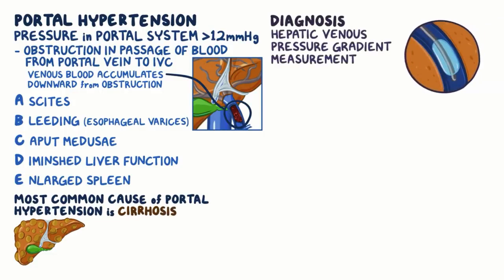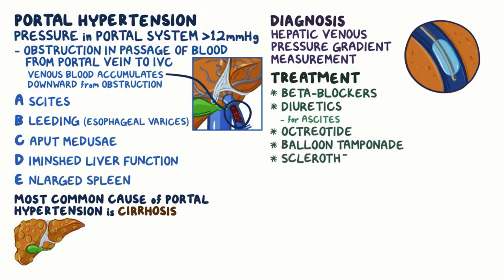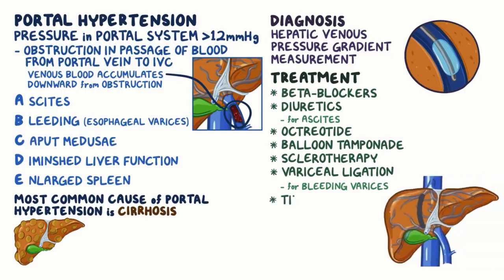Prevention of complications can be done with beta blockers, and treatment options include diuretics for ascites and octreotide, balloon tamponade, sclerotherapy, and variceal ligation for bleeding esophageal varices. To prevent bleeding from happening again, as well as further complications, a transjugular intrahepatic portosystemic shunt, or TIPS, can be done.